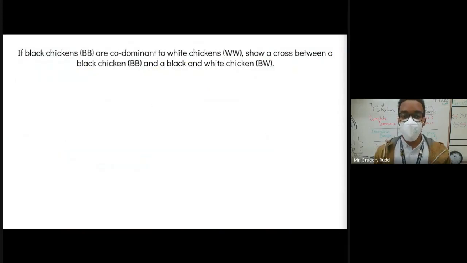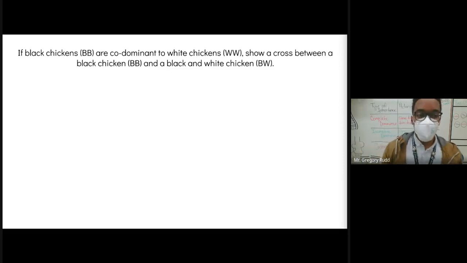Okay, so one more example, and this is taken from U7D3 whiteboard practice. You'll have to scroll down to the codominance section, but it is there. The question says, if black chickens with the genotype BB are codominant to white chickens with the genotype WW, show a cross between a black chicken and a black and white chicken. So the procedure does not change.